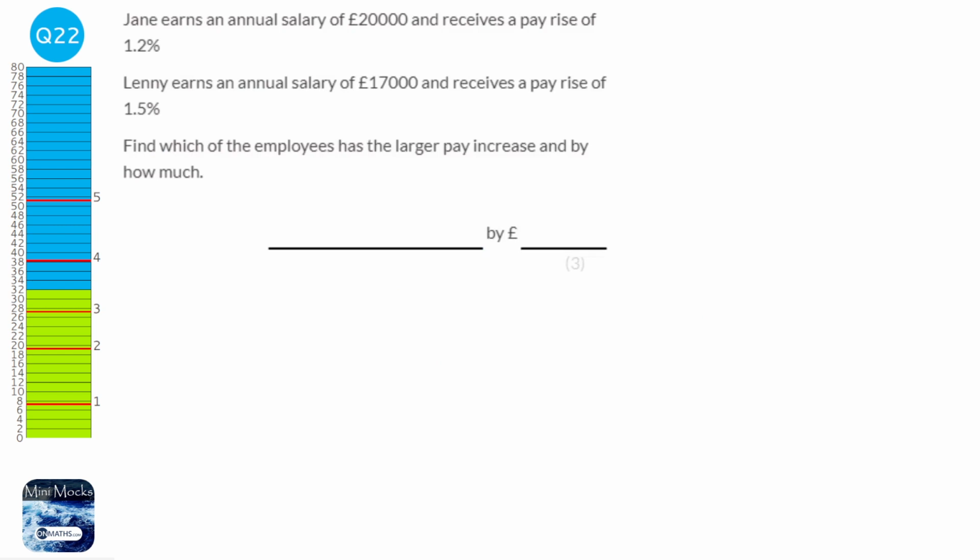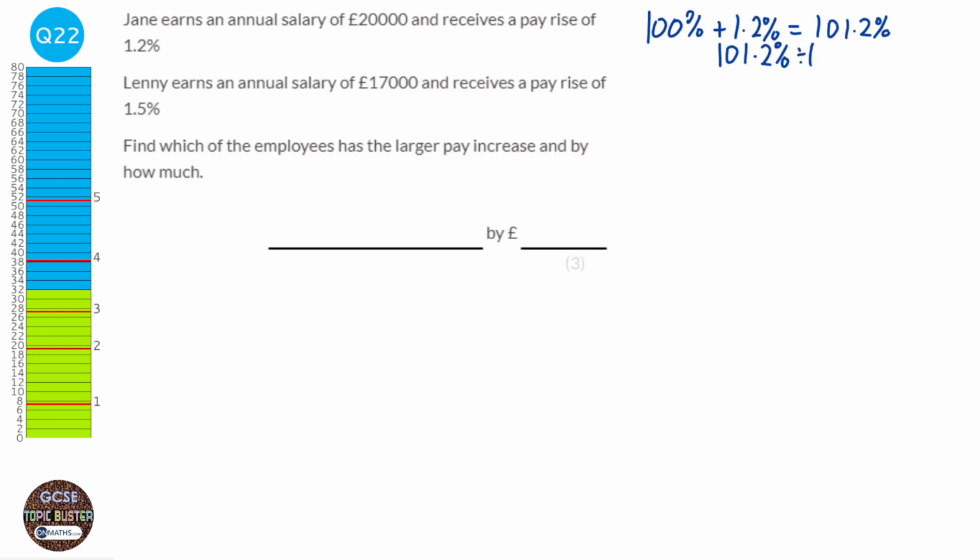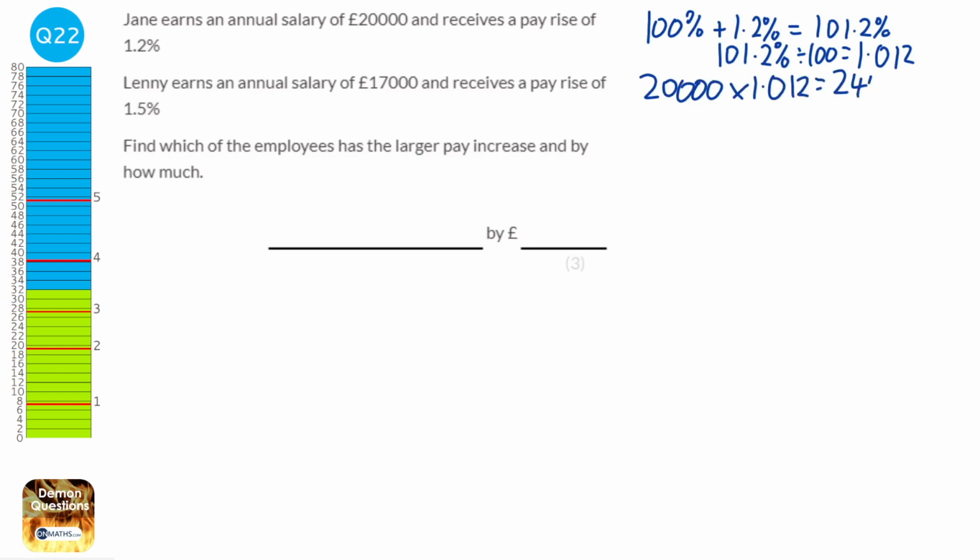So firstly, we're going to work out what the percentage increases are as a multiplier. So we start off with 100%. Jane has a 1.2% pay rise, and so that would be 101.2%, and we divide that by 100 to make it a multiplier. So the multiplier is 1.012. So we get the 20,000 times it by 1.012, and that gives us 240.